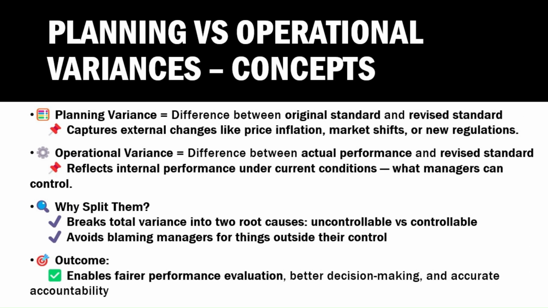Now let us consider planning and operational variances. Planning variance compares the original standard with a revised standard and captures uncontrollable external changes such as inflation. Operational variance compares actual results with a revised standard and focuses on performance that management can control. Separating them ensures fair evaluation.